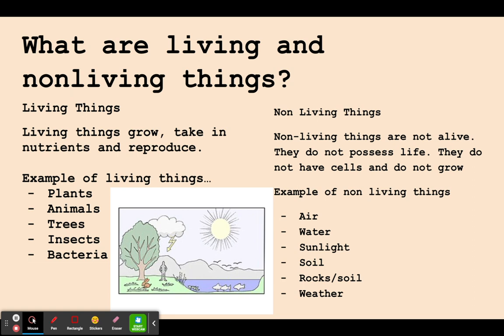What are living and non-living things? Living things grow, take in nutrients, and reproduce. Examples of living things are plants, animals, trees, insects, and bacteria. Non-living things are not alive. They do not possess life. They do not have cells and do not grow. Examples of non-living things are air, water, sunlight, soil, rocks, and weather.